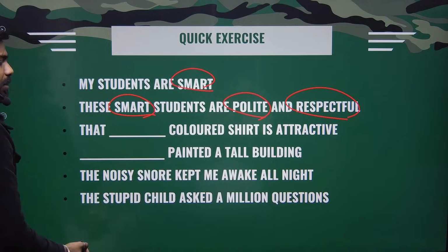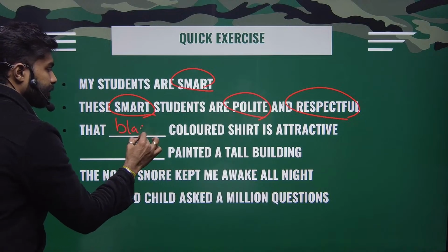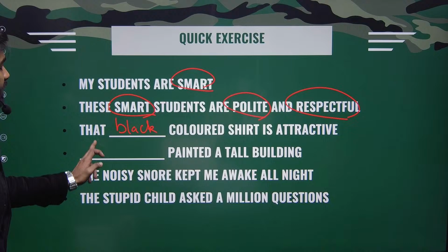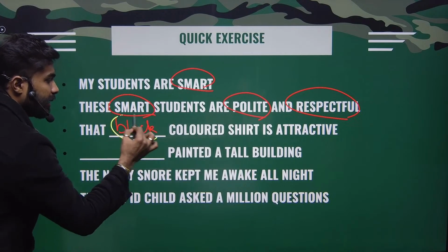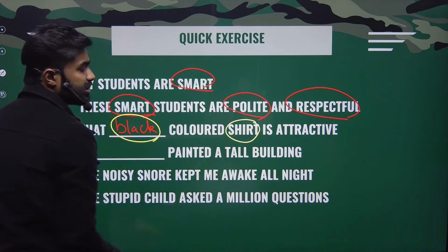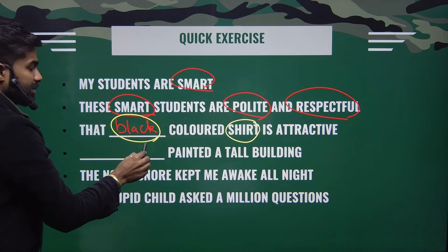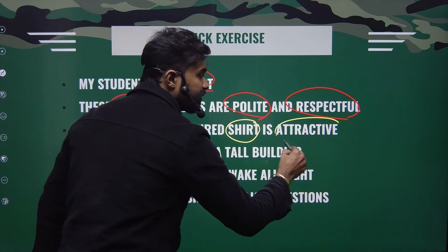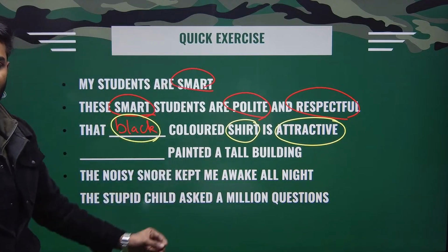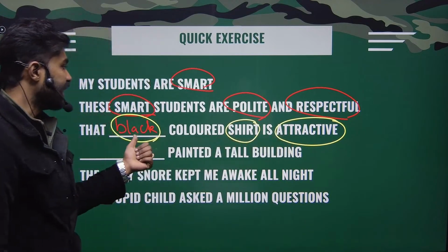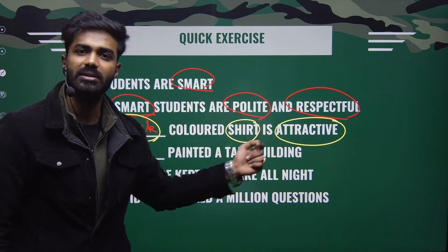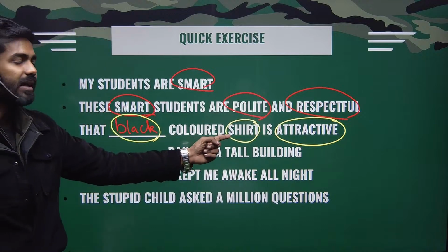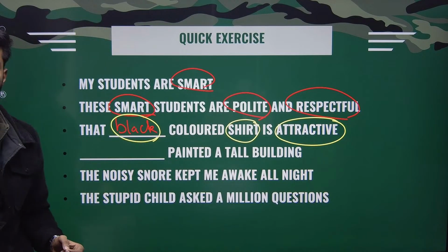Okay, for example, that black color shirt. See, that black colored shirt is attractive. Now try to identify the adjective. See, black. Why? Shirt is a noun. Black color, so adjective. Is attractive. How is it? It is attractive. The shirt is attractive. So anything which is giving a detail. How is the color? The color of the shirt is black. And then how is the shirt? Shirt is attractive. So attractive and black are giving details to my noun. So I call it an adjective.